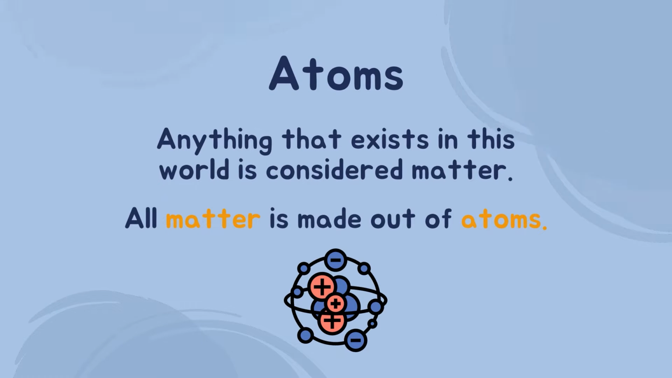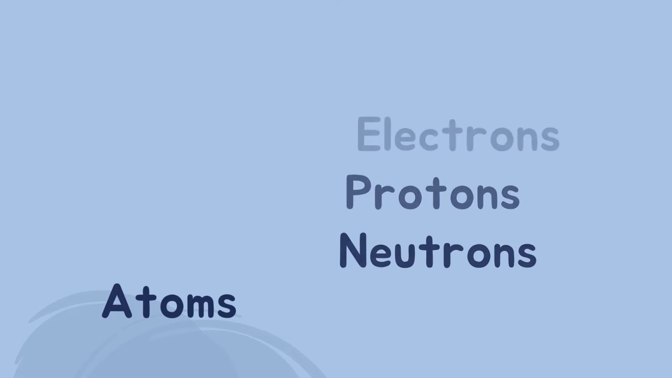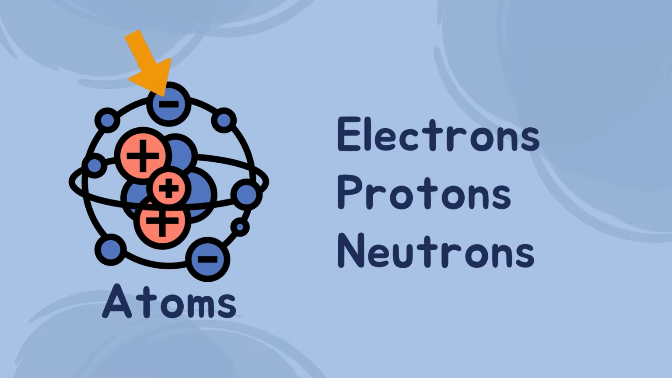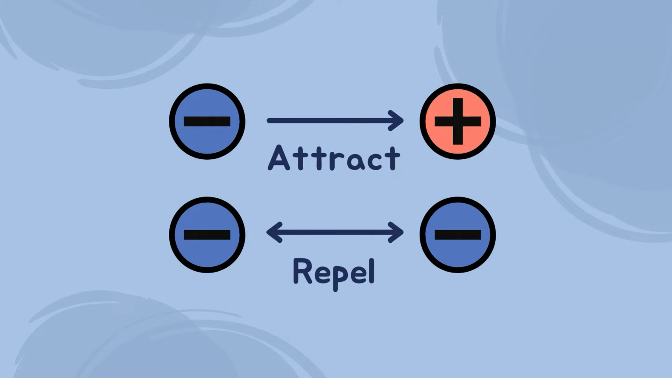Anything that exists in this world is considered matter. All matter is made out of atoms. Atoms are made out of three types of elements: electrons, protons, and neutrons. Electrons are negatively charged. Protons are positively charged. Neutrons are neutral. The electrons orbit around the nucleus, which contains the neutrons and protons. The opposite charges of electrons and protons are attracted to each other, while similar charges repel each other. Electrons are attracted to protons. The positive charges from the protons prevent the electrons from leaving the orbit of the atom.